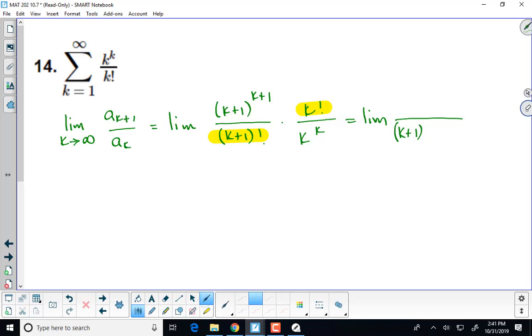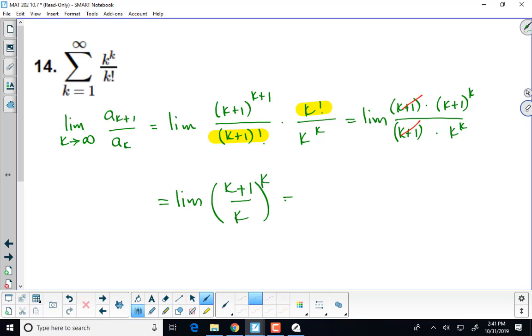Now, the numerator, what we have to do is peel apart this thing, so it's going to be k plus 1 to the 1 times k plus 1 to the k. So we're going to pair off the k to the k and the k plus 1 to the k. And these two factors cancel. So now we have something that's looking very indeterminate. What does that mean?